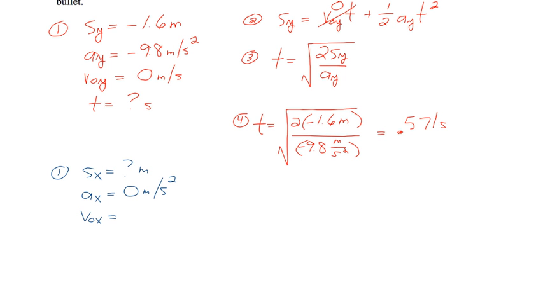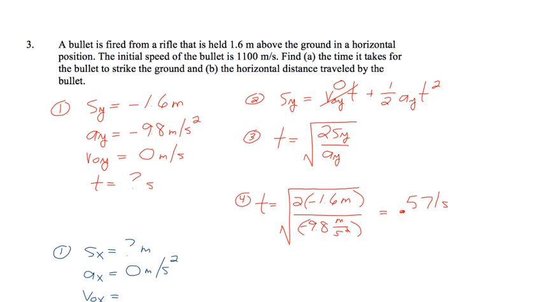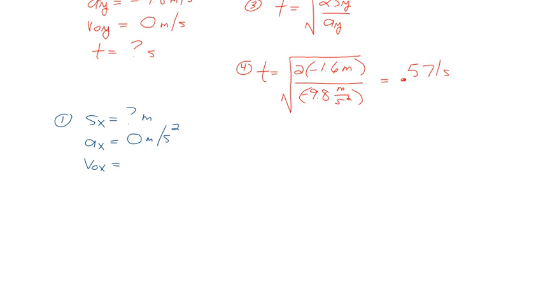I didn't use it in part A, but in part B I need to know this. The initial speed of the bullet is 1,100 meters per second, and it was shot horizontally. So that's your original velocity in the x direction. VOX is 1,100 meters per second, and I'm going to use the time that I got from part A, so the time is 0.571 seconds.